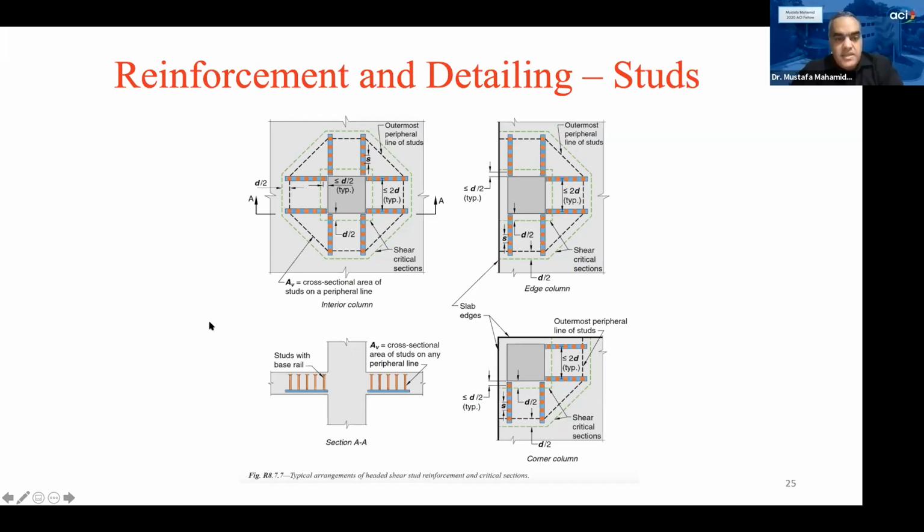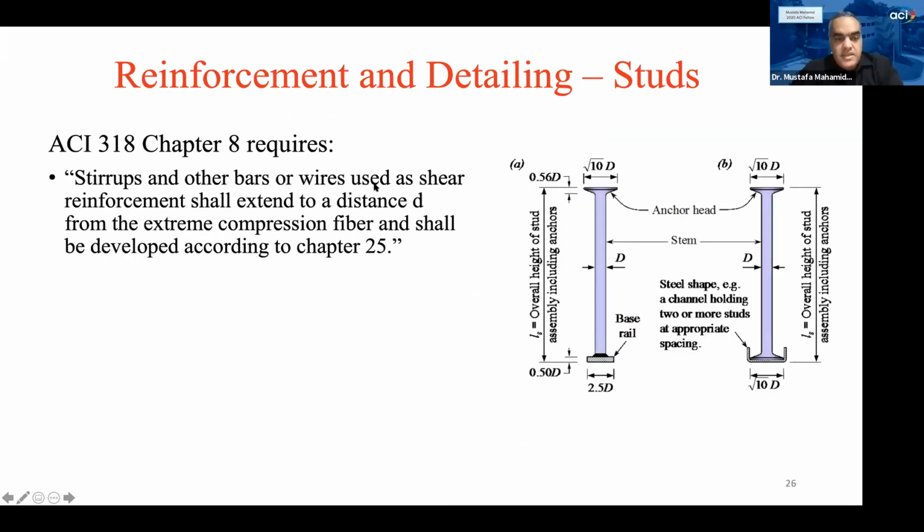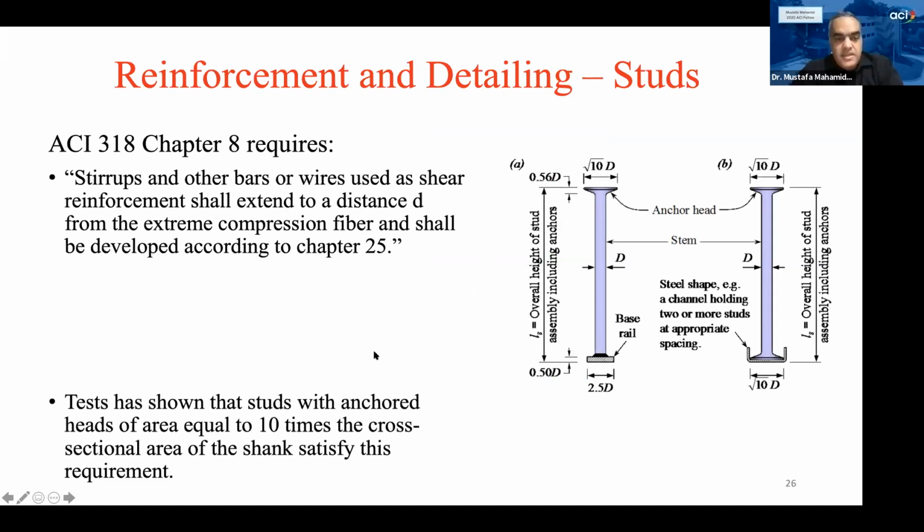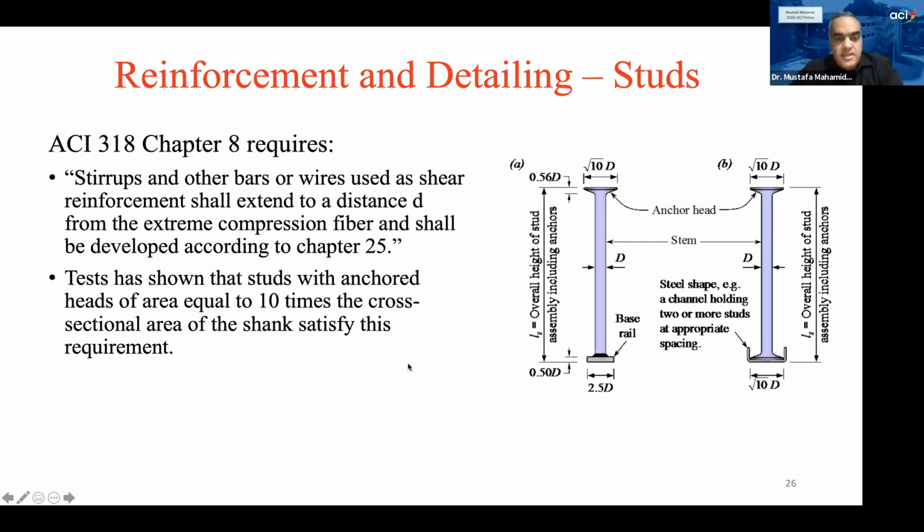So ACI Chapter 8 requires stirrups and other bars or wires used as shear reinforcement shall extend to a distance d from the extreme compression fiber and shall be developed according to Chapter 25. So this talks about how long it should extend: to a distance of the effective depth of the member, and then be anchored according to the anchorage and development length requirements of Chapter 25. Tests have shown that studs with anchored heads of area equal to 10 times the area of the stud shank itself should satisfy the anchorage requirements.